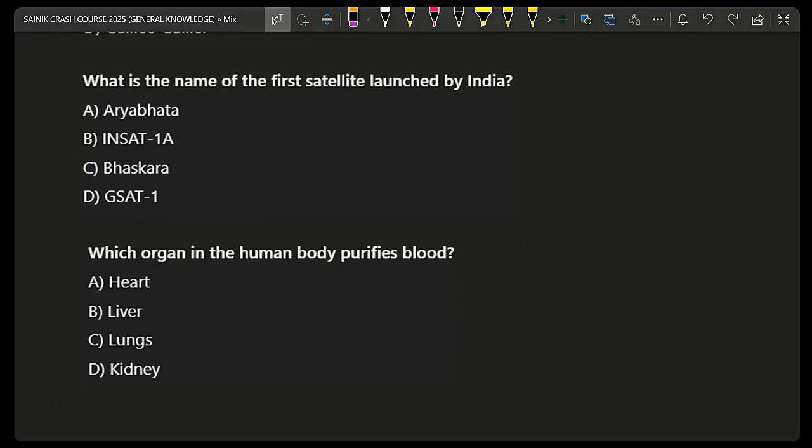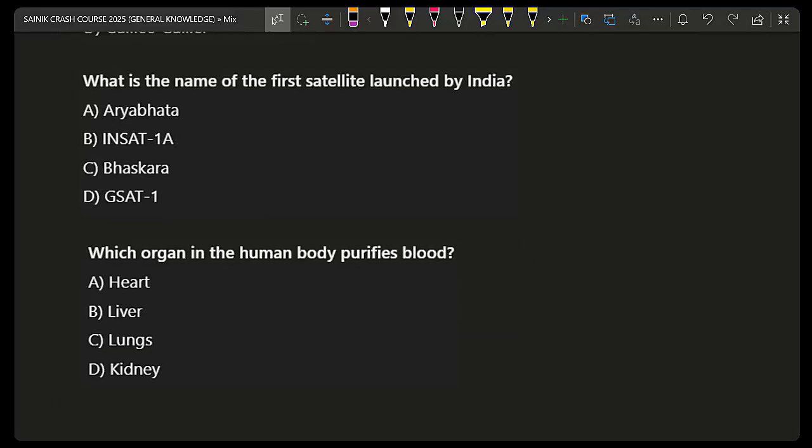Five students gave the correct answer, kidney. That means the majority of the class got confused. Kidney is the correct answer. The kidneys filter waste and extra water from the blood to form urine. Next question.